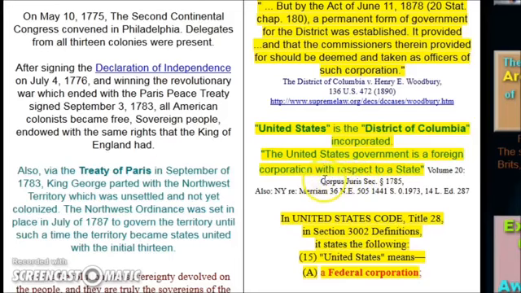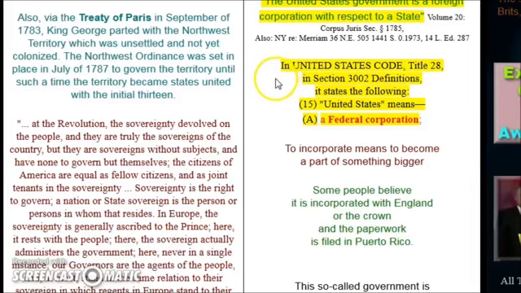And here in the United States Code, Title 28, Section 3002, under definitions, it states the following: small caps United States means federal corporation. So they poured over the small United States, which we all think we belong to, and made it into a federal corporation.